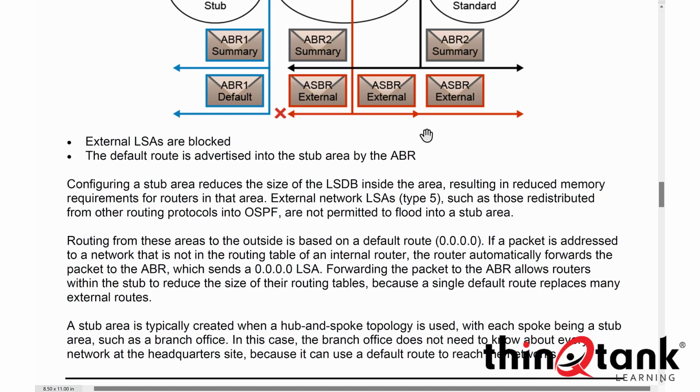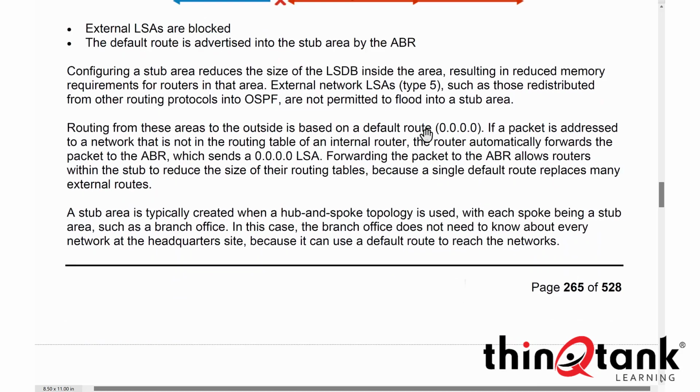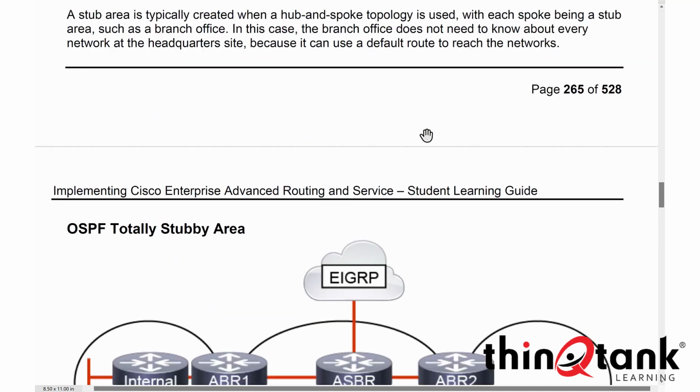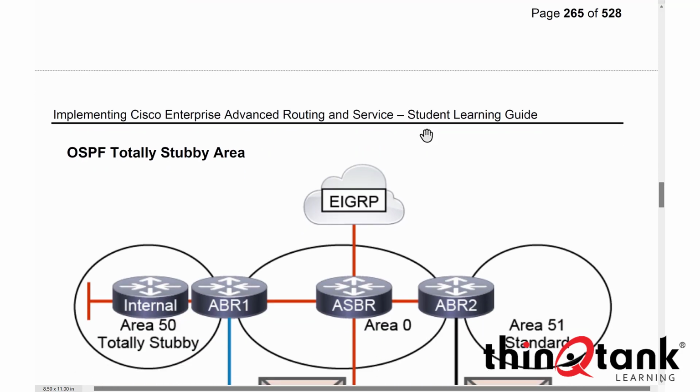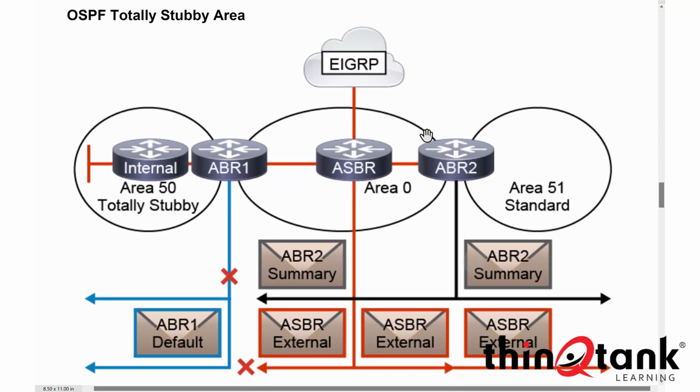Again, we typically will do this if we have a hub and spoke topology or we have a stub network, meaning we only have one way in and one way out. We haven't seen the configuration yet, but we'll take a look at that in a minute. What about a totally stubby area? So again, totally stubby means no ASBR. So you cannot have an ASBR in area 50.